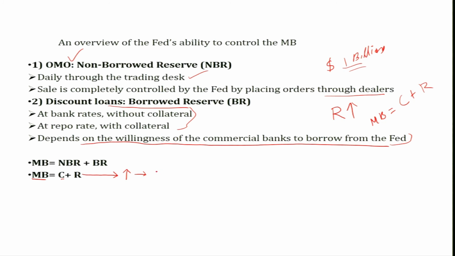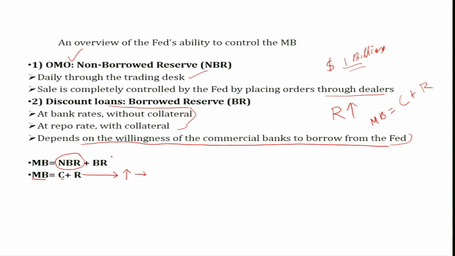So the reserve through open market operation, we call it non-borrowed reserve. When they purchase government securities, the non-borrowed reserve increases, and in contrast, if they sell government securities to the banking system, then the non-borrowed reserve decreases.